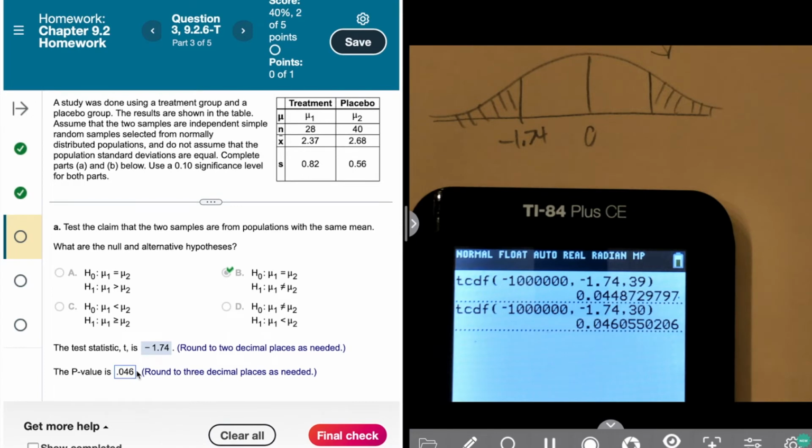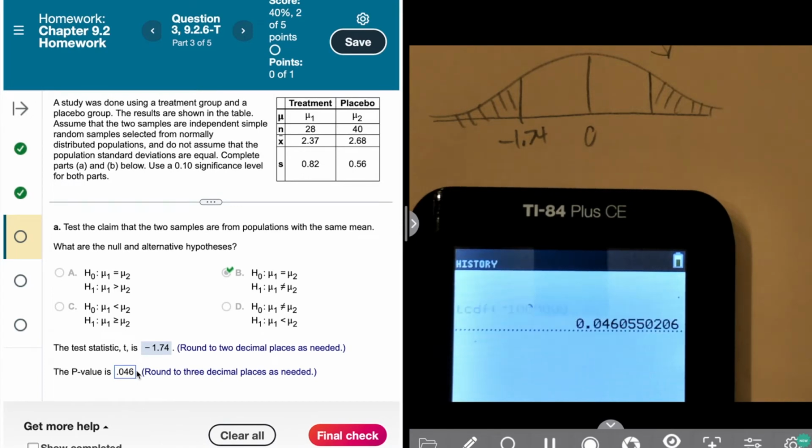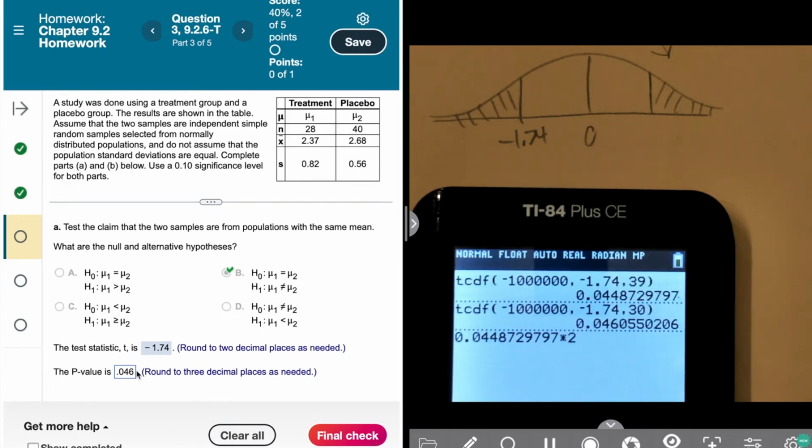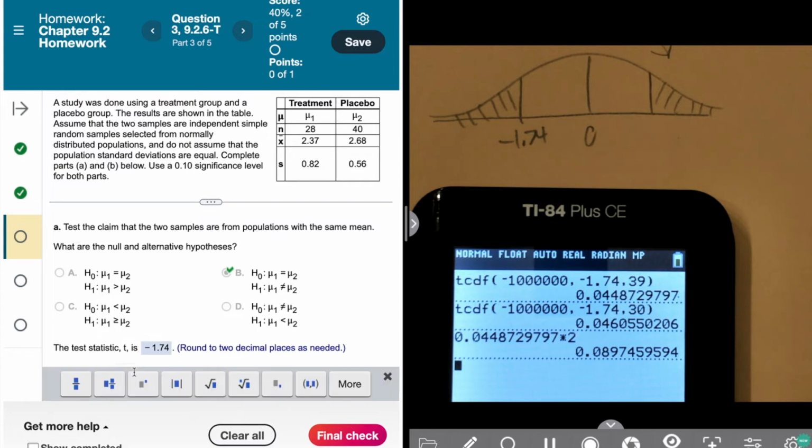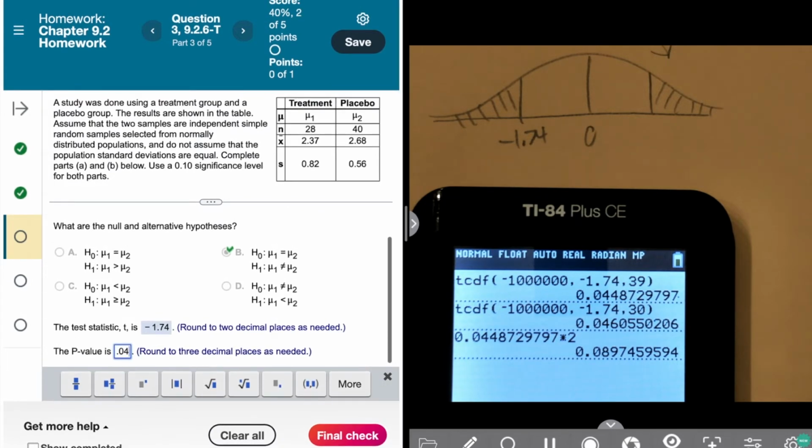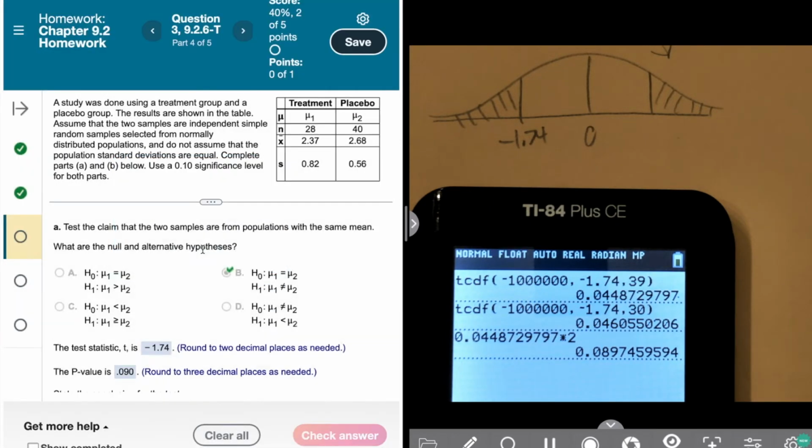Interesting. Oh, sorry, because I have to double it because it's two-sided. I'm so silly. So I found that value. Let me double it. And now let's round it to 3 places. Third time's the charm. Better be right. It's going to round to 3 decimal places all the way to 0.090. There we go. So we were right the first time.